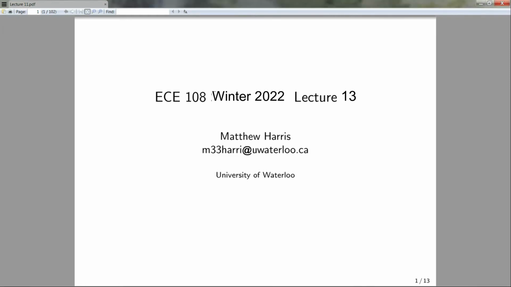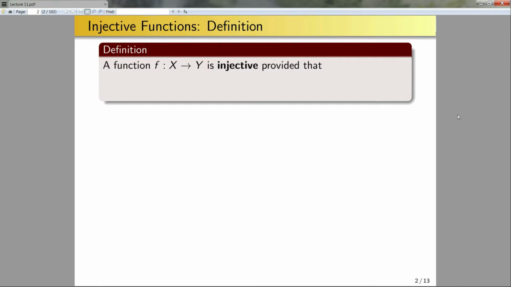Last lecture we ended with the question of when can we find the inverse of a function, or when can we undo a function. So in this lecture we're going to quantify that by introducing some properties that functions may or may not have. So we'll start with injective functions.